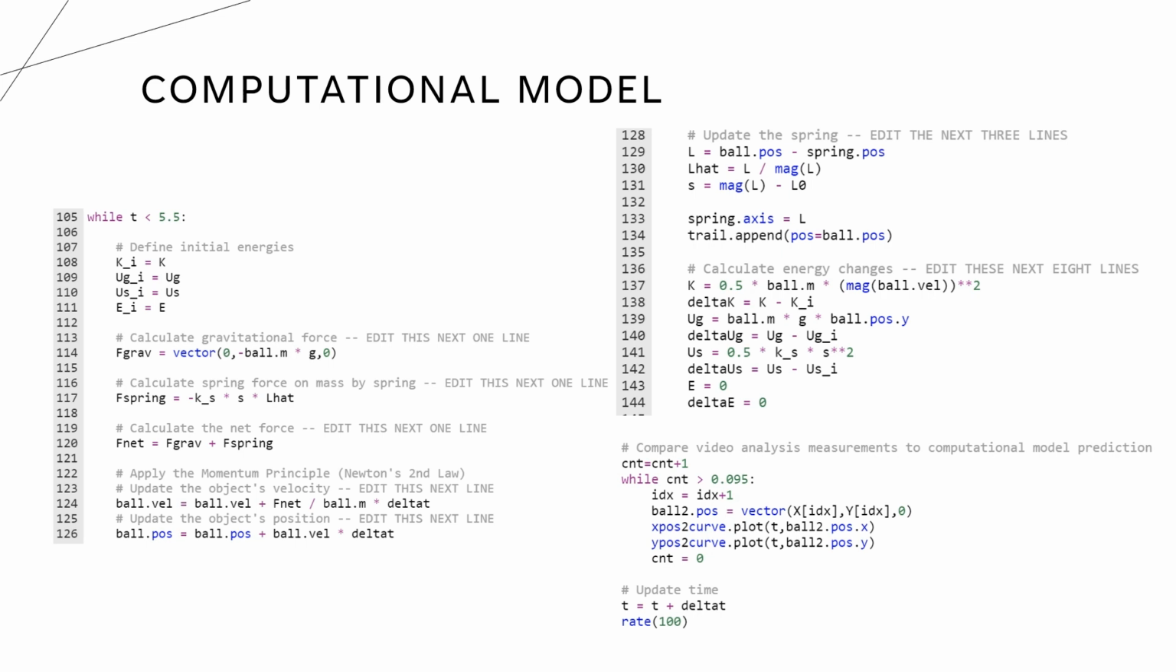Then using the velocity and position update formula, we can update the ball's motion. Then we also need the newly calculated position to update the spring so that the energy also changes. Since we kept the initial energies, we can then find the change in different energies during the oscillation. At the bottom right, we compare the observed data with the model data.